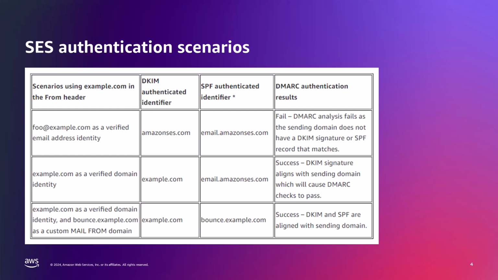By using a verified domain identity with SES, your messages will have a domain-aligned DKIM signature. You should also configure a custom mail from domain to align your domain with SPF and further comply with sending best practices.